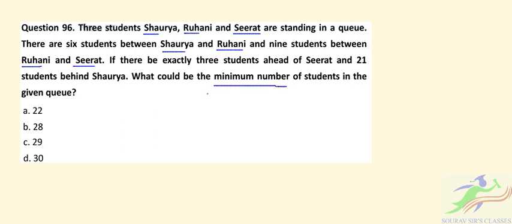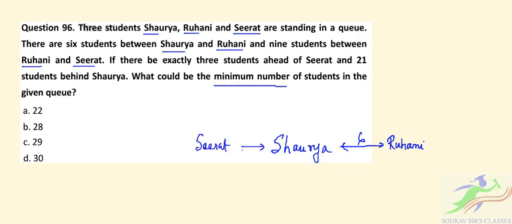So first we have Shaurya and Ruhani. There are 6 students between Shaurya and Ruhani, so we can write Shaurya and Ruhani with 6 students in between. And you can see 9 students between Ruhani and Sirat. So if we write Sirat over here, then between Sirat and Shaurya there are only 2 students: 2 plus 1 plus 6, 9.